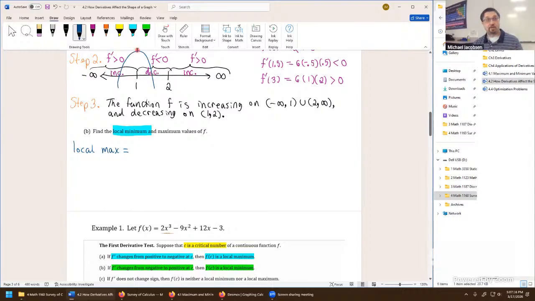So there's a peak, there's a local max. The local max is f right at the critical number. Notice that's what we have down here, the critical number c as well. So we plug in f at 1. But when we plug in 1, we're plugging it into the very original function, not the derivative any longer. So this is 2 times 1 cubed minus 9 times 1 squared plus 12 times 1 minus 3.